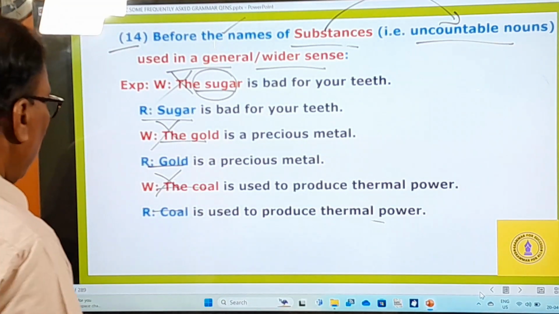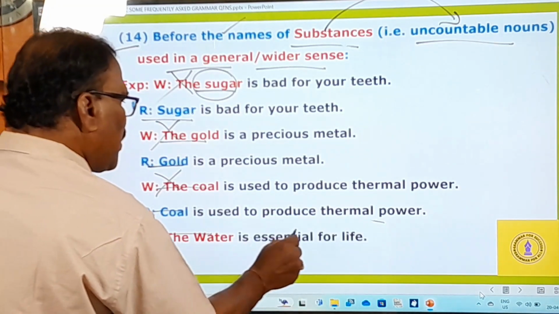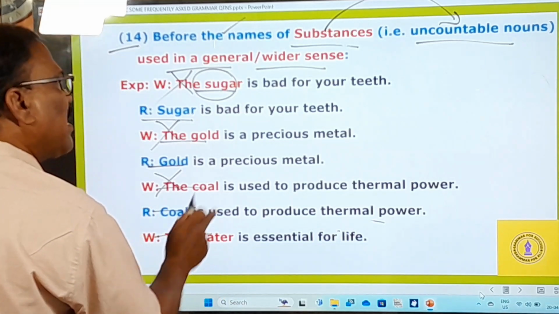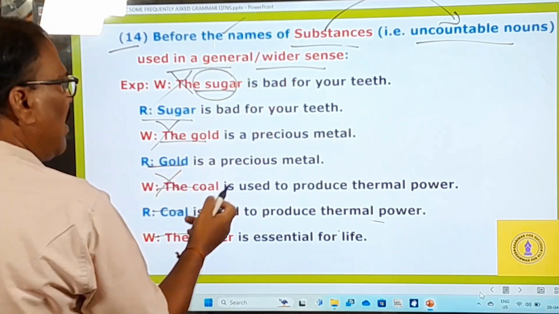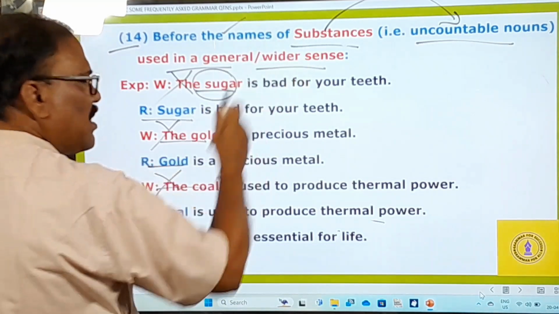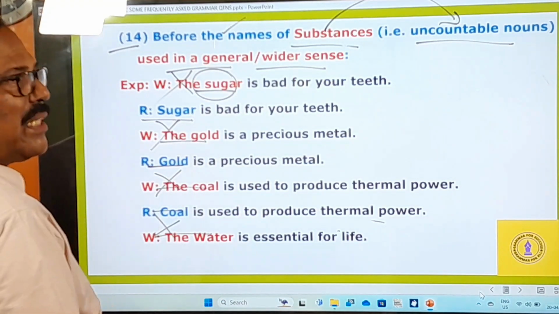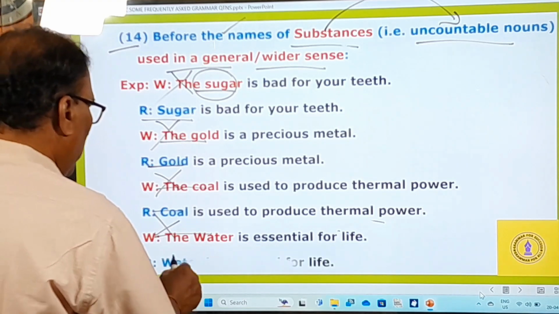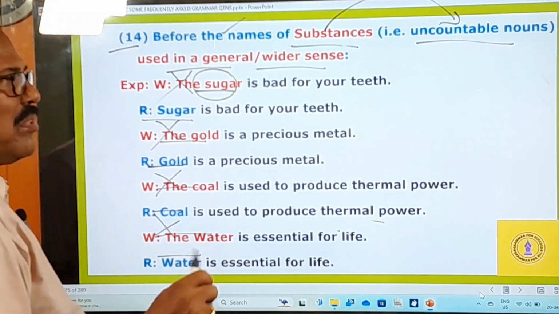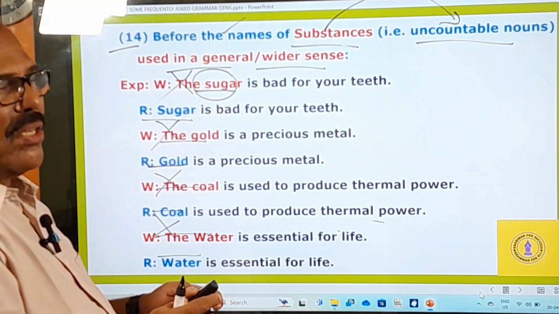It's like that. And the water is essential for life. You cannot say the water. Water is a substance. You are using this water in a general sense, in a wider sense. Then you cannot use any article before that. You have to say water is essential for life. You are talking in a general way. Okay, you are not talking in a particular.